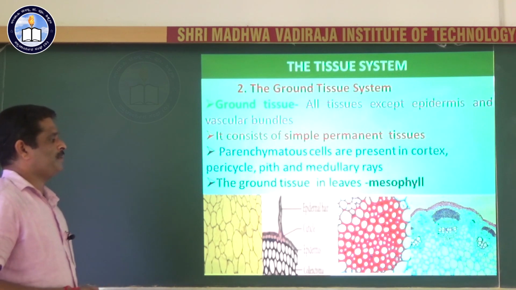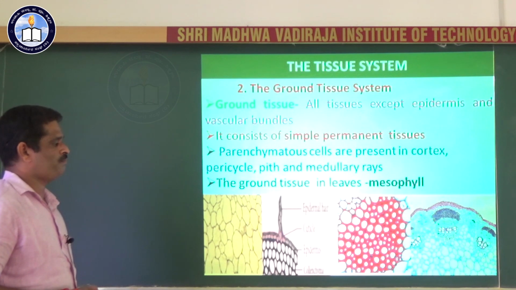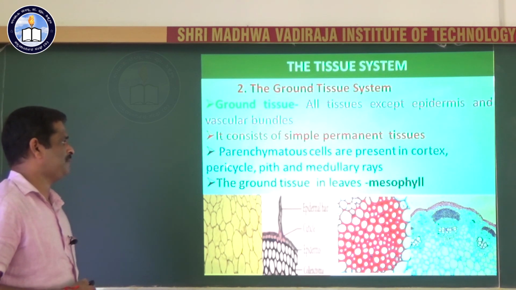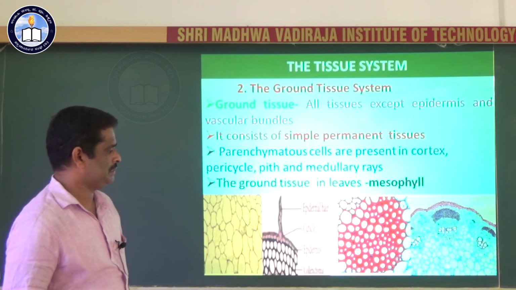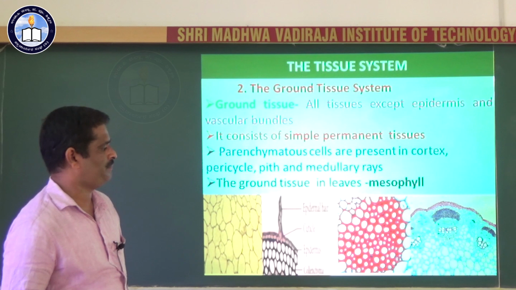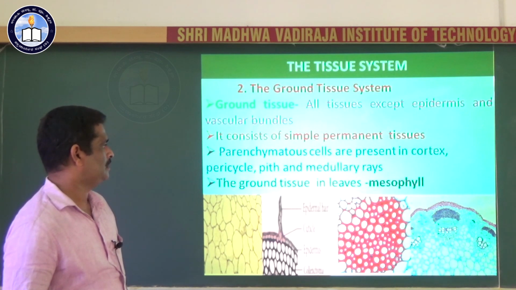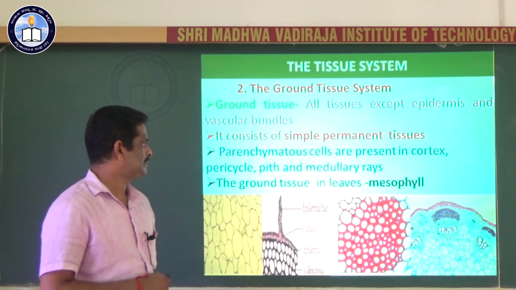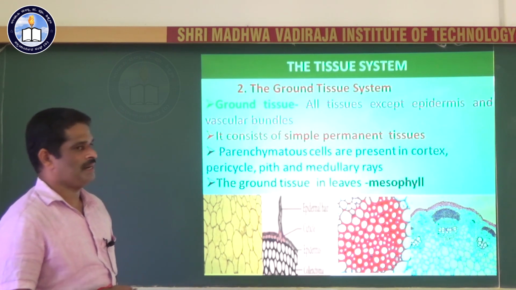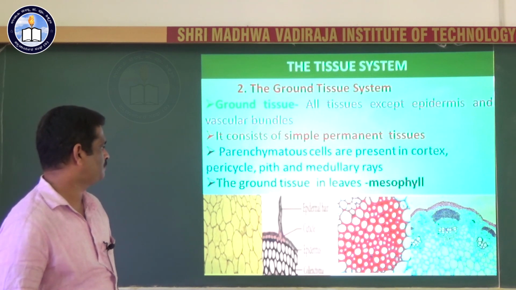The ground tissue is usually formed of parenchyma in the cortex, and usually in the pericycle, pith and medullary rays. This is the central part of the stem, the pith, this is the medullary rays and the pericyclic region, and also the cortical part contains parenchyma as the ground tissue.